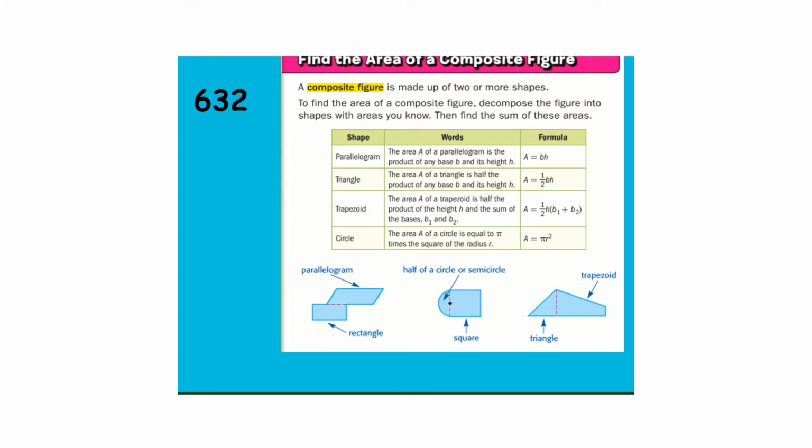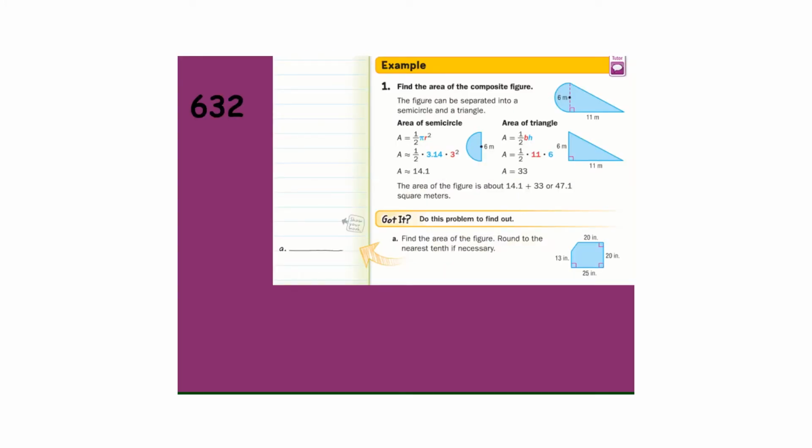All right, moving on. Number 1, find the area of this composite figure. The figure can be separated into a semicircle and a triangle. So if you look at the triangle here, they separated them. This is the top part. If the diameter is 6, the radius is 3, so we need 3 squared, which is 9. 9 times 3.14, divide by 2 because it's half a circle. So the semicircle is 14.1, approximately.